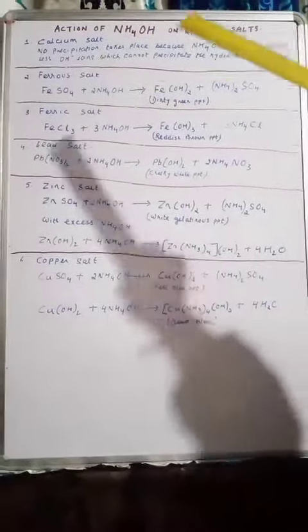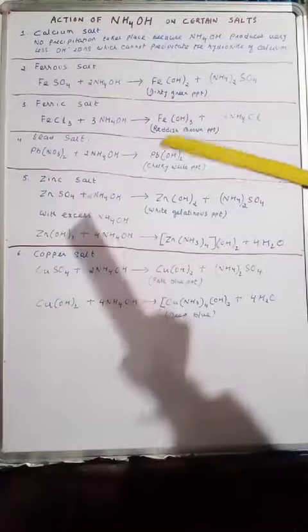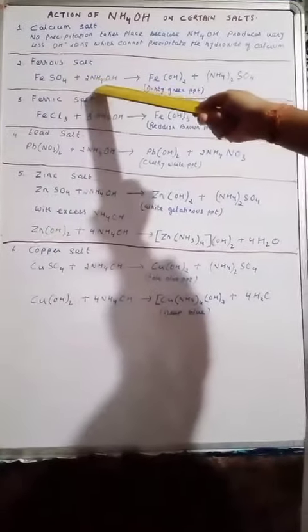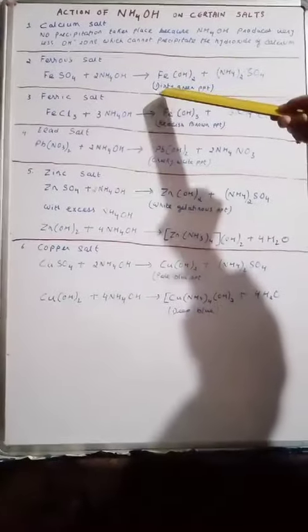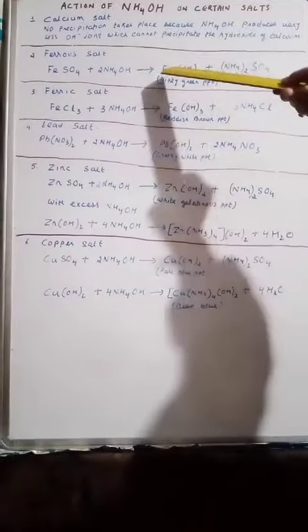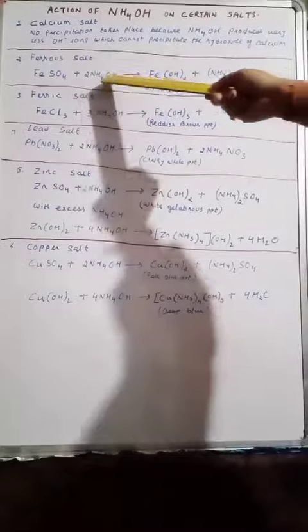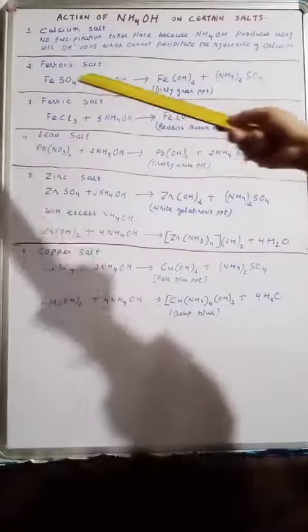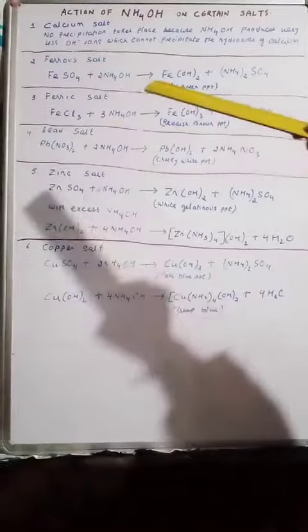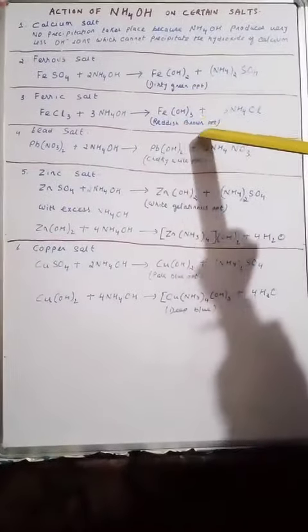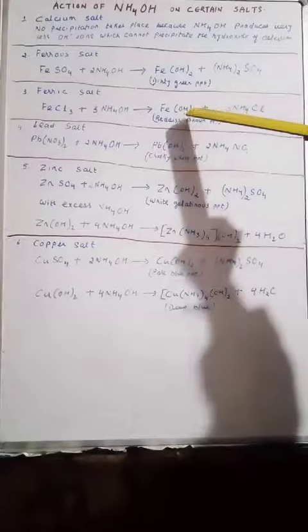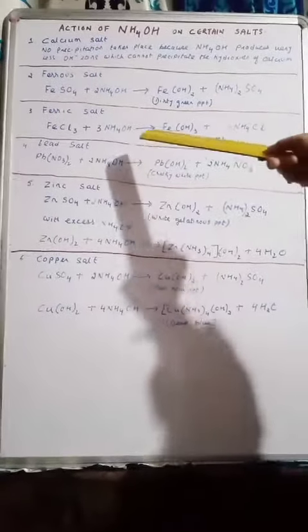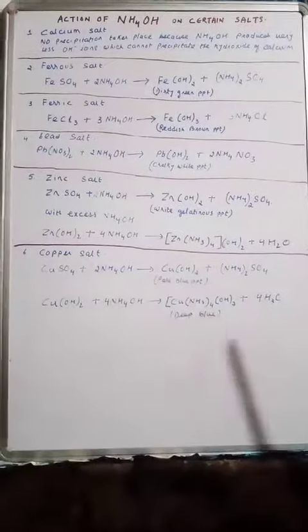So that is one. The second one is with ferrous salt. When ferrous salt is treated with ammonium hydroxide solution, again we see a dirty green precipitate, that is ferrous hydroxide, which is insoluble in excess of ammonium hydroxide. The third one is with ferric salt, like ferric chloride, treated with ammonium hydroxide. We see a reddish brown precipitate, that is ferric hydroxide, which is again insoluble in excess of ammonium hydroxide.